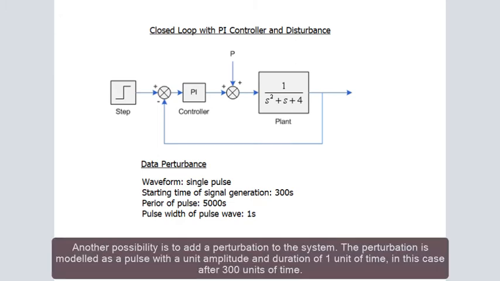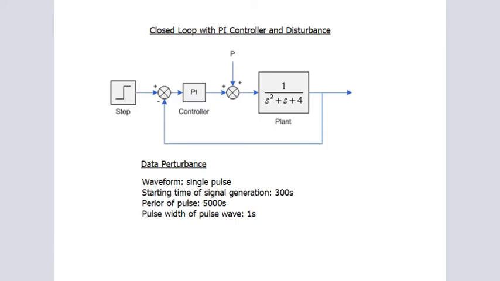Another possibility is to add a perturbation to the system. The perturbation is modeled as a pulse with a unit amplitude and duration of 1 unit of time. In this case, after 300 units of time.